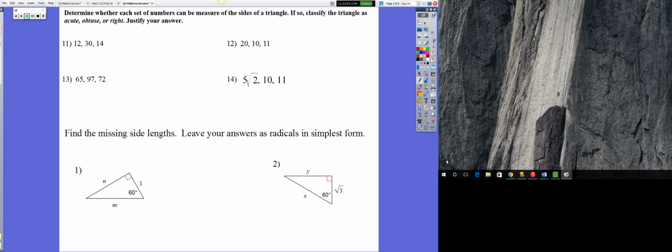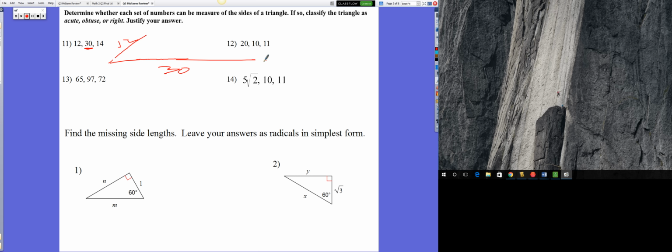Okay, now triangles. If I give you 3 lengths, determine if they make a triangle, yes or no, and if so, what kind of a triangle does it make? There's three types: a 90, obtuse, or acute. So a 12 and a 30 and a 14. Okay, this one's the biggest. You gotta find the biggest. And then if the other two sides, so we got 30 right here. And then you got a side coming off that's 12, and you got a side that's coming off that's 14.